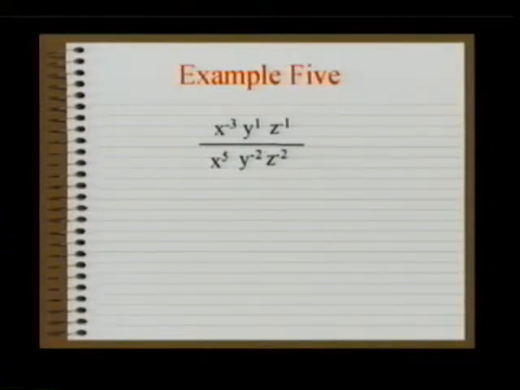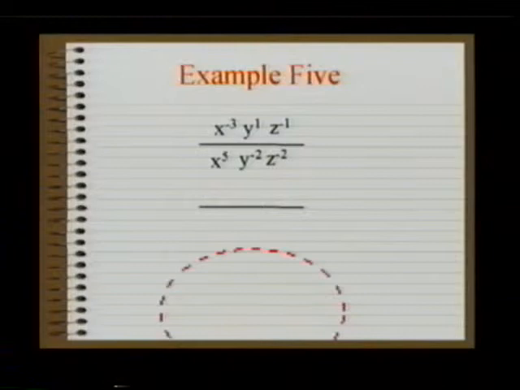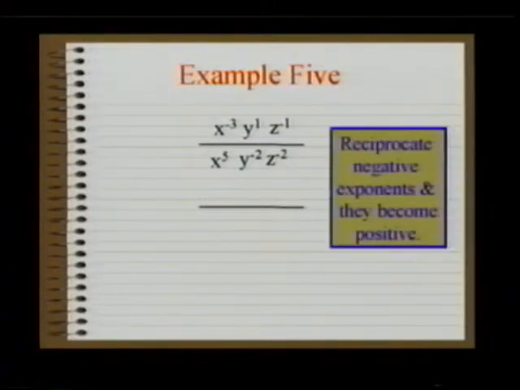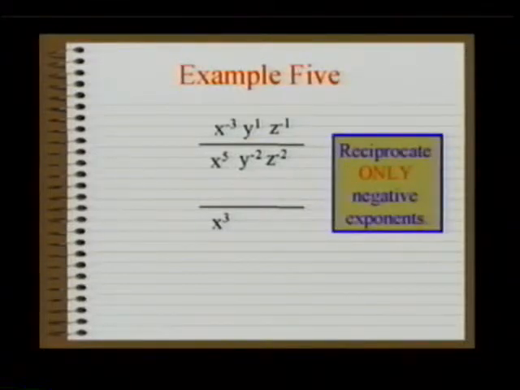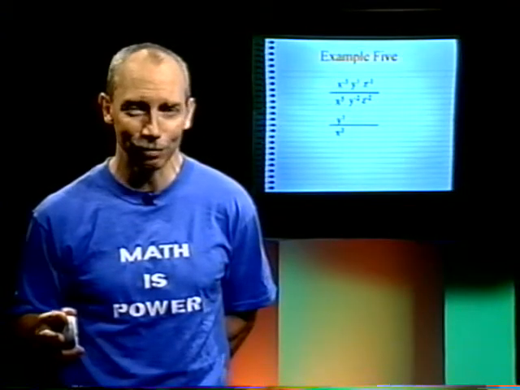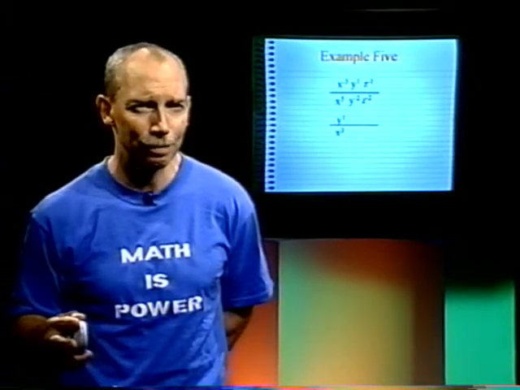Let's look at this bad boy. Now some are negative and some are positive. Let's take things one at a time. This guy is negative and he's up in the top, so let's put him down in the bottom. We took care of him. This guy's positive. Leave him alone. We're only going to reciprocate the negative ones. He's a positive one, so leave him alone. Who else we got?